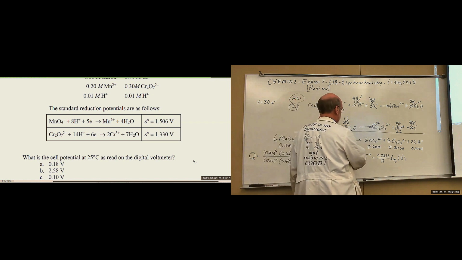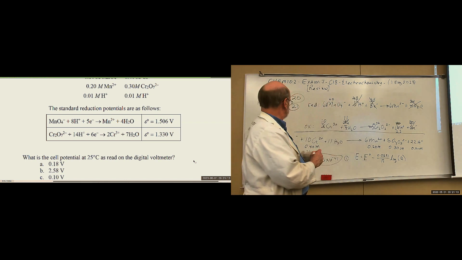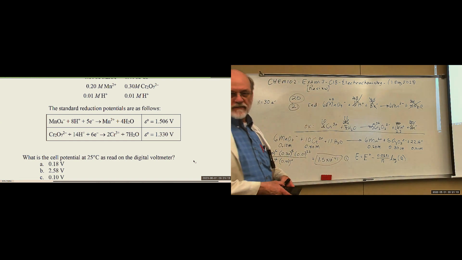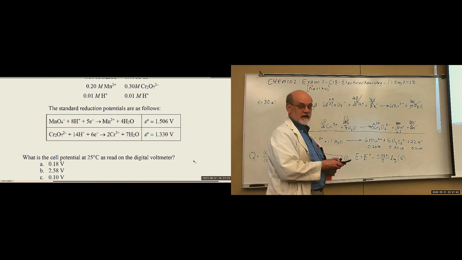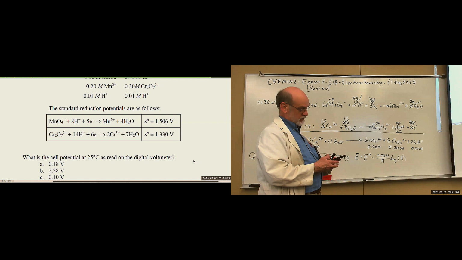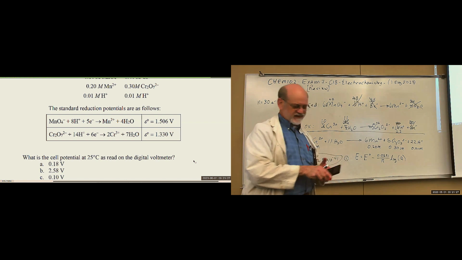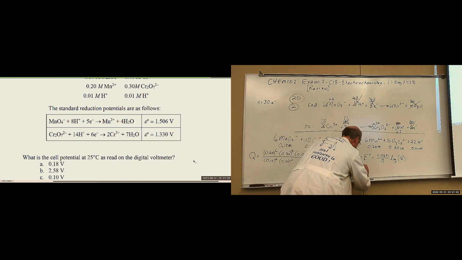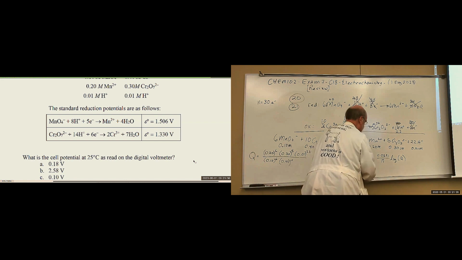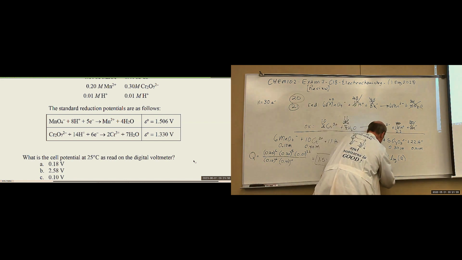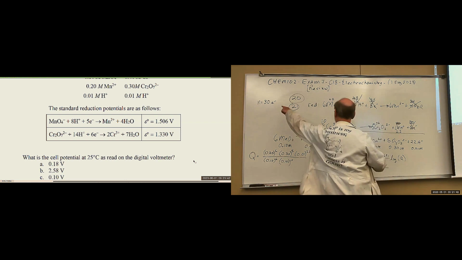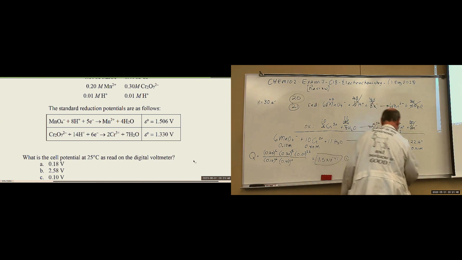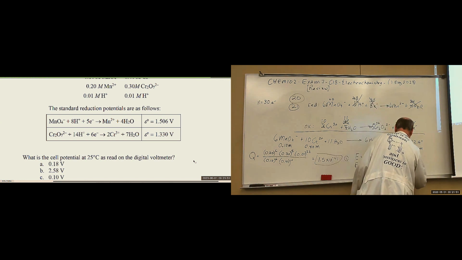So we need the E. We did that one before, didn't we? Well, we can do it again. 1.506 minus 1.330. It's 0.176. So 0.176 minus 0.0591 divided by 30 times the log of 1.5 times 10 to the minus 41.